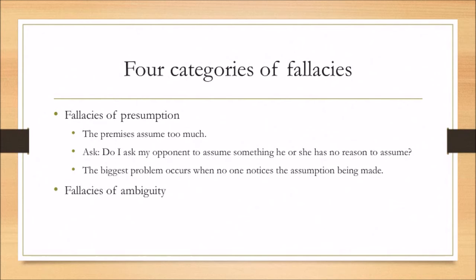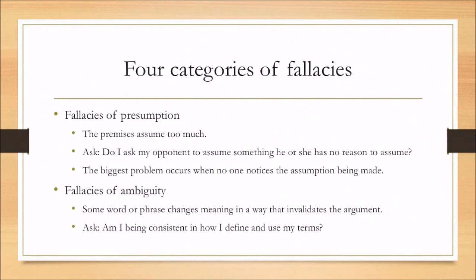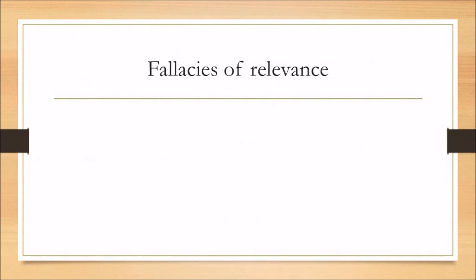And then there's fallacies of ambiguity, and that's when there's some word or phrase that changes meaning in a way that invalidates the argument. So ask yourself, am I being consistent in how I define and use my terms? All right. So my plan is to walk through each of these that the book mentions and talk briefly about what each one of them means.